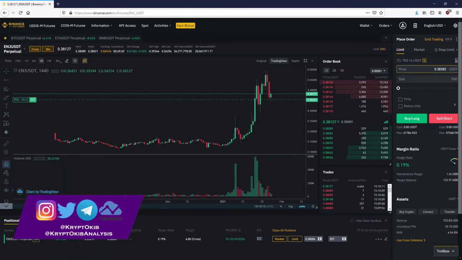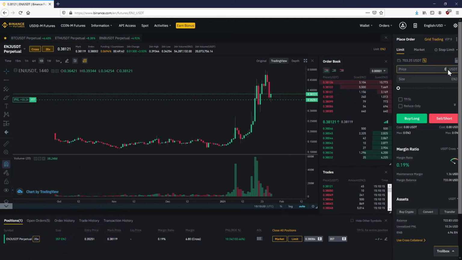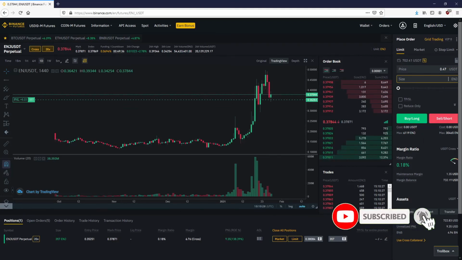And assuming I want to sell at a higher price, say 0.47, so I have 0.47, but then I want to enter the amount of size, which is 357. Sometimes you can make a mistake. Instead of inputting 357, you can make a mistake and write 375. It does happen.